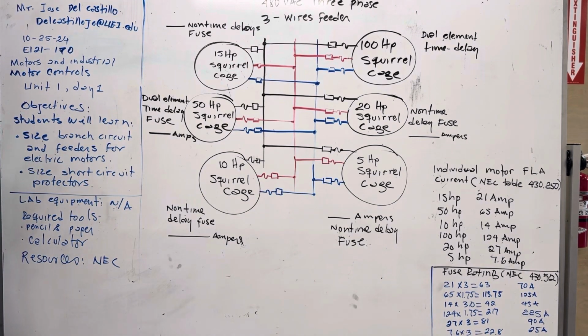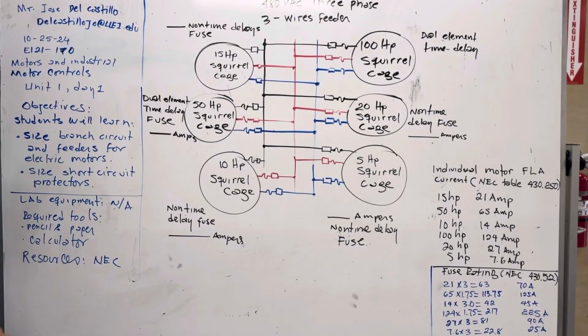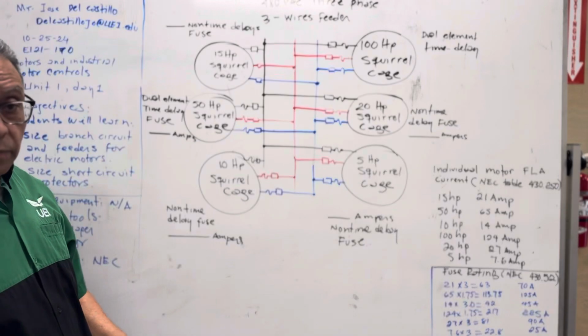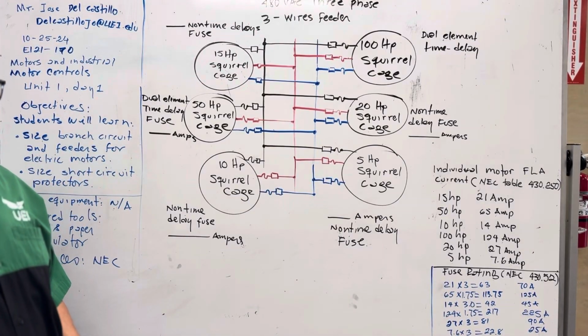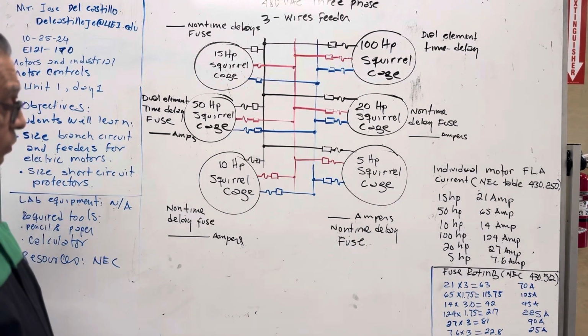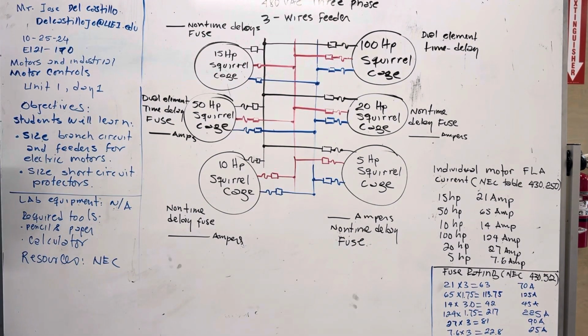Using those tables and this example that I have here on the whiteboard, we are going to be able to learn how to determine the short circuit protection. The second part of this lab will be how to determine the proper gauge for the feeder electrical conductors. There is no equipment that we are going to be using, but we require pencil and paper and a calculator.